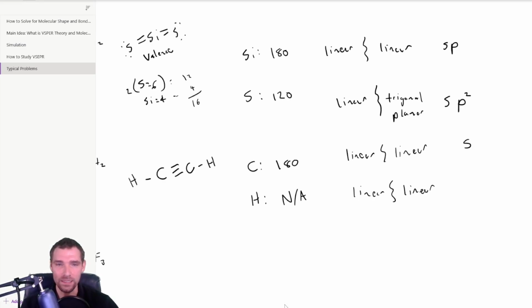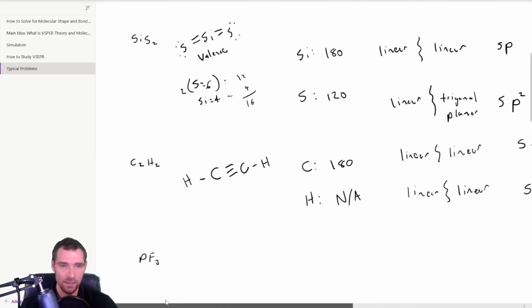So we've got sp hybridization. It's got one, two things that are being hybridized, and then looks like just s for hydrogen. Okay. All right.